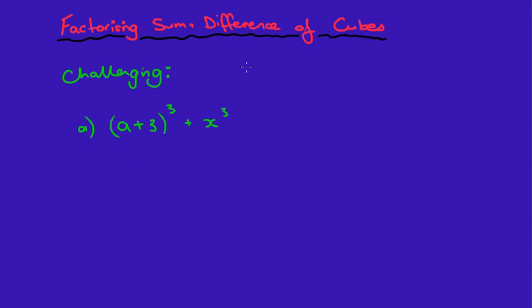Okay, what I'm going to do is rewrite this. I'm going to put a plus b in brackets, then a squared minus ab plus b squared. I've just got that above, the actual rule, one of the rules that we looked at earlier on. That's just to help me so I know where I can put things. I can see this a plus 3 is going to be where my a is, and my x is going to be where my b is.